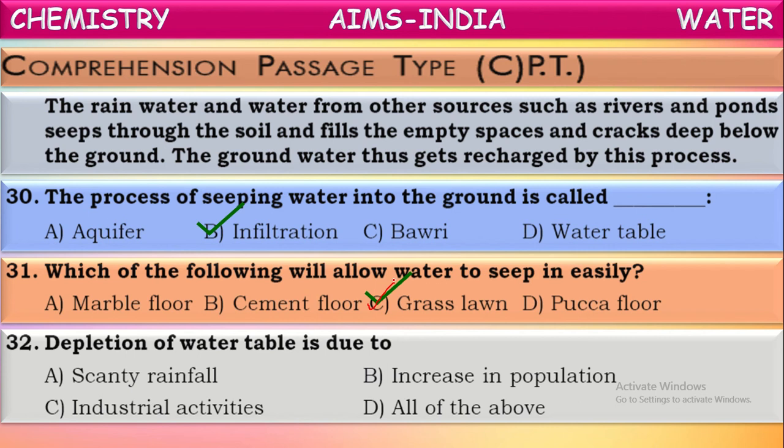Next one, industrial activities. These also will affect the water table because as industries increase, there is more and more use of water. So this also causes scarcity of water or depletes the water table. So this all will be the correct answer.